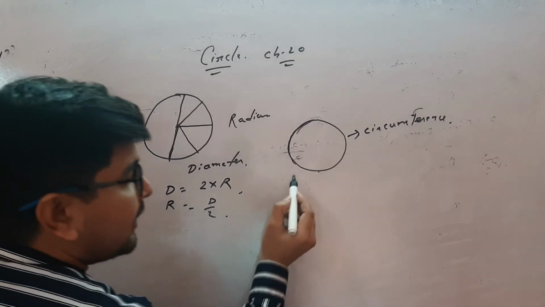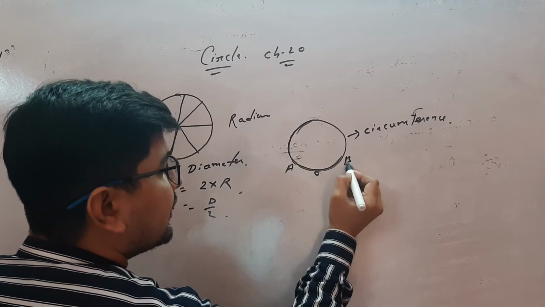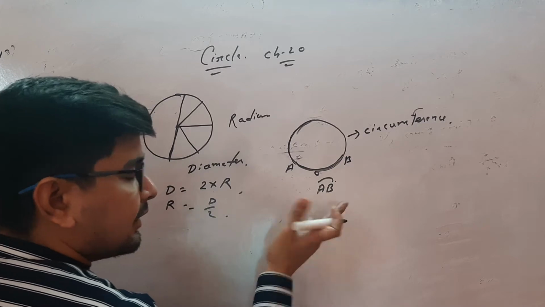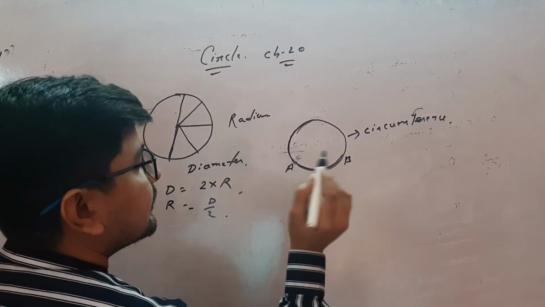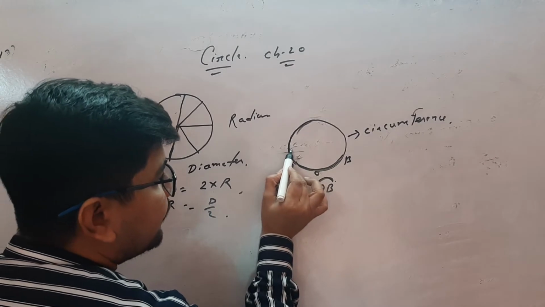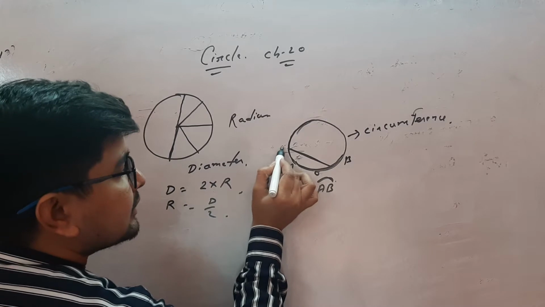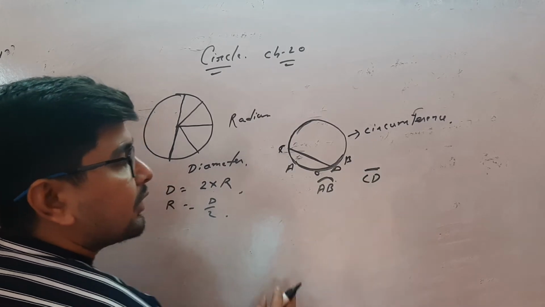This is called arc. Suppose this is AOB, so this is called arc AOB, that means arc AB. Clear? A line passes from one end to another end, but not passing from the center. This portion is called chord. CD chord. This is the symbol for the chord.